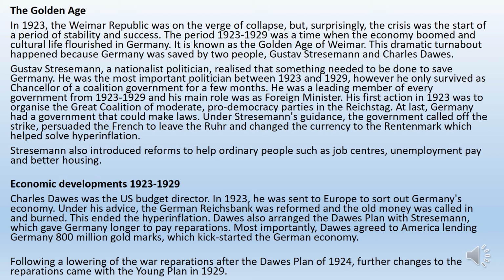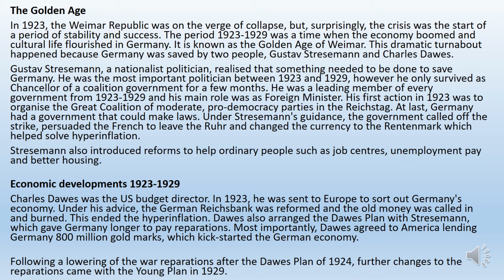Under Stresemann's guidance, the government called off the strike, persuaded the French to leave the Ruhr and changed the currency to the Rentenmark, which helped solve hyperinflation. Stresemann also introduced reforms to help ordinary people such as job centers, unemployment pay and better housing. Economic developments 1923 to 1929.